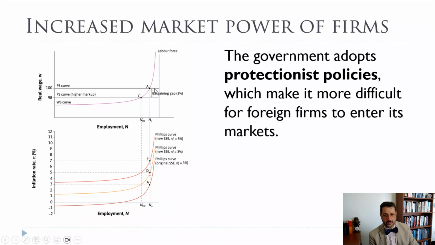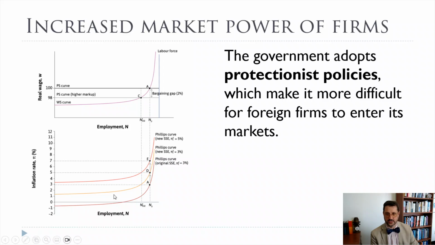But at A, basically, A is saying, all right, well, if we stay at A, then we have a positive bargaining gap. And so if we stay at that initial level of employment and unemployment, then we're just going to get shifts up in our Phillips curve. So we don't want that, right? That's just going to be higher and higher inflation.